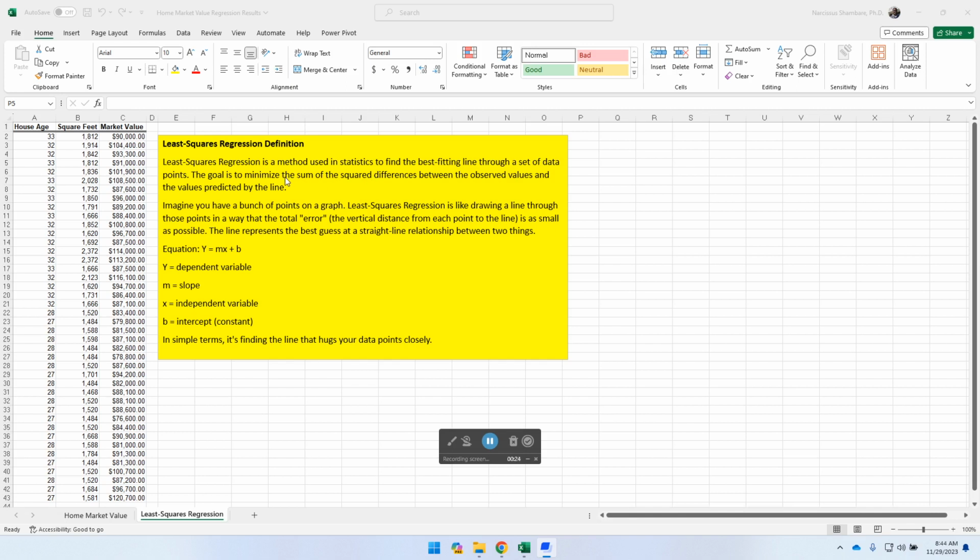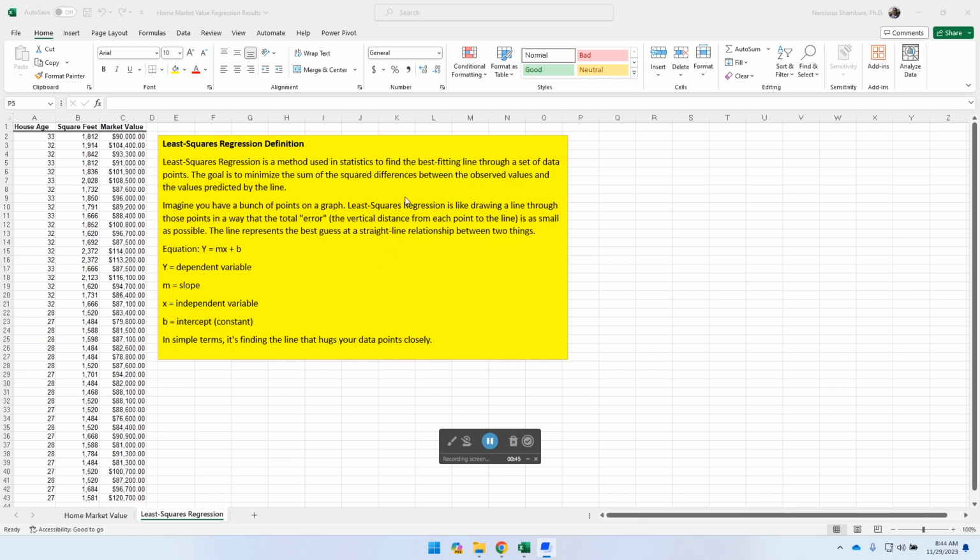What is the working definition? The least squares regression is a method that is actually used in statistics for the purpose of finding the best fitting line through a set of data points. The goal really is to minimize the sum of the square differences between the observed values and the values that are actually predicted by the line.